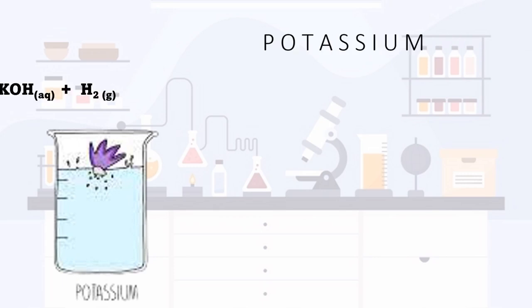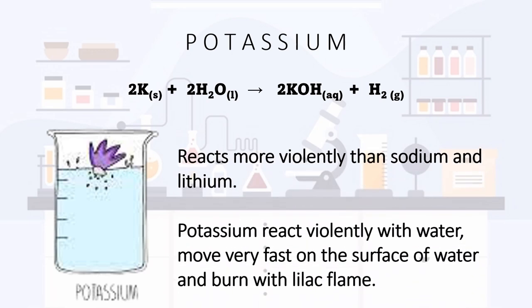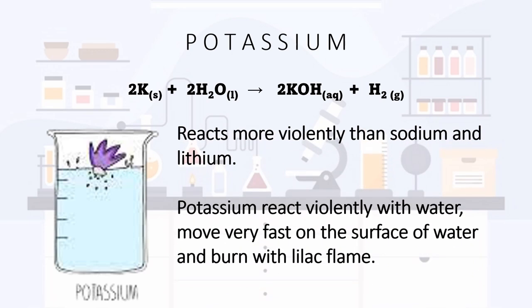When potassium reacts with water, it will produce aqueous potassium hydroxide and hydrogen gas. Potassium reacts more violently than sodium and lithium. It reacts violently with water, moves very fast on the surface of water, and burns with a lilac flame.